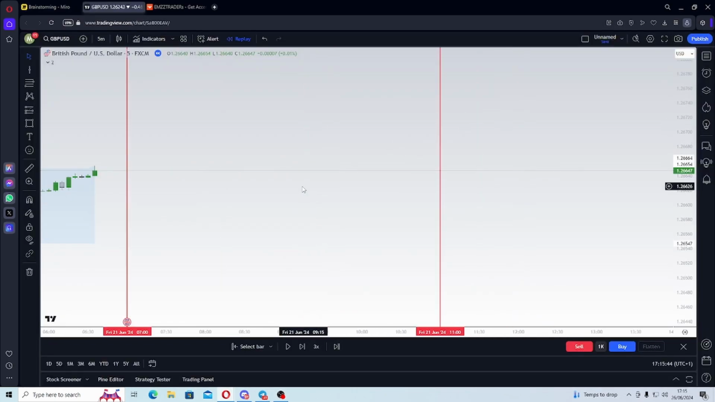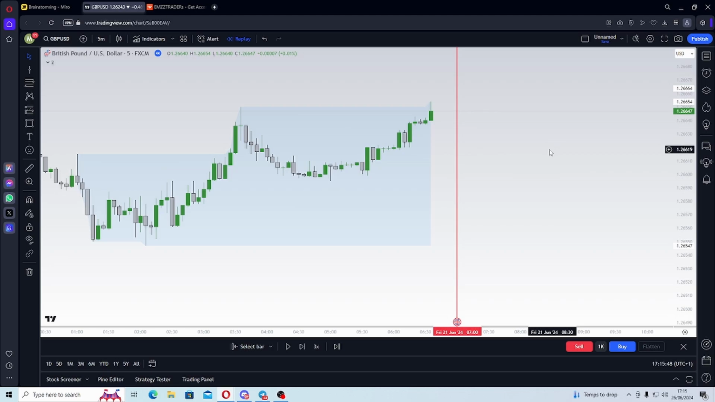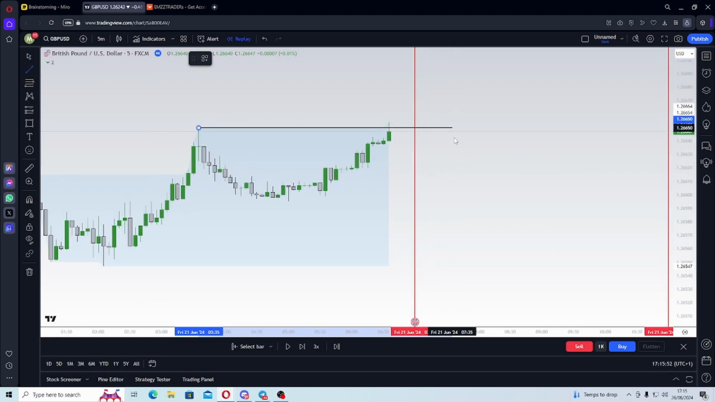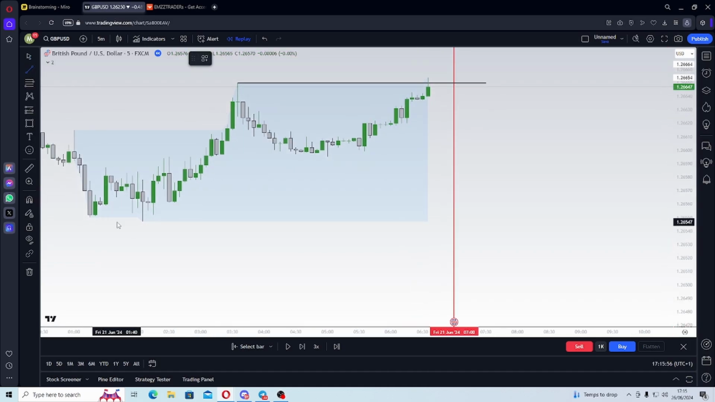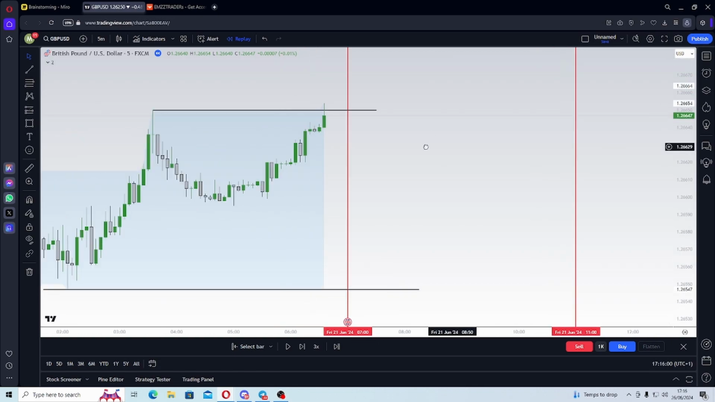Okay, so now we're going to be identifying which side of the Asian session is actually going to be swept. I'm going to mark out my areas right now. This is the buy side liquidity, and this is going to be the sell side. Whichever side actually gets swept, even before we get to the 7 a.m. time frame, will be our confirmation.